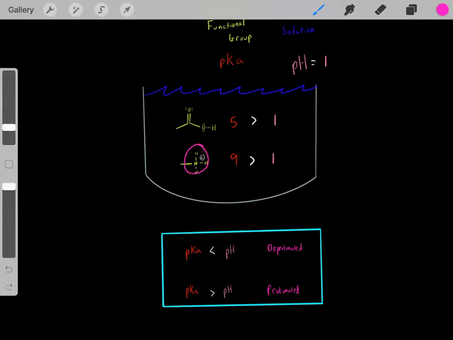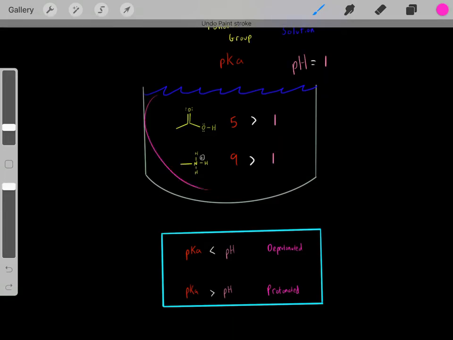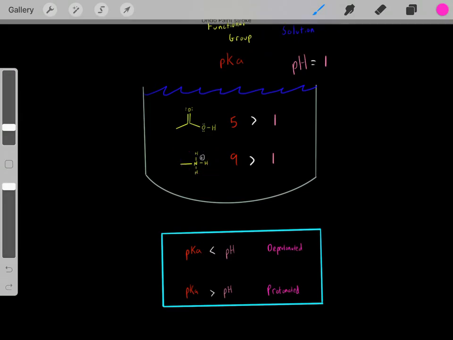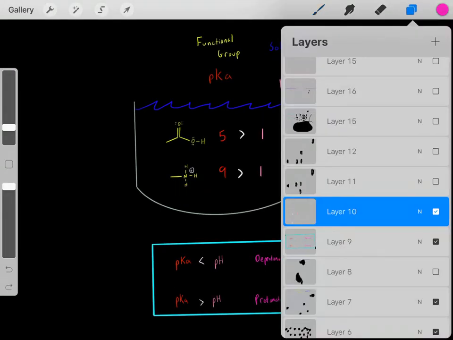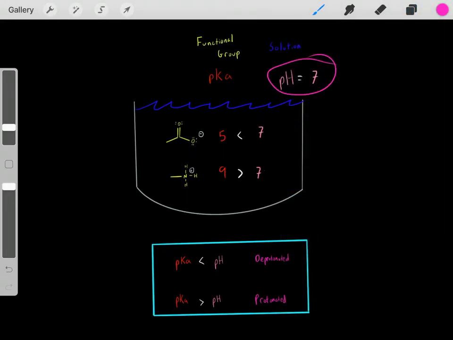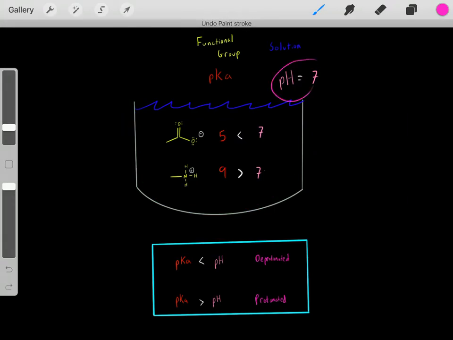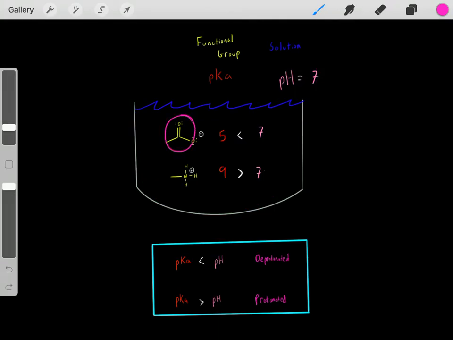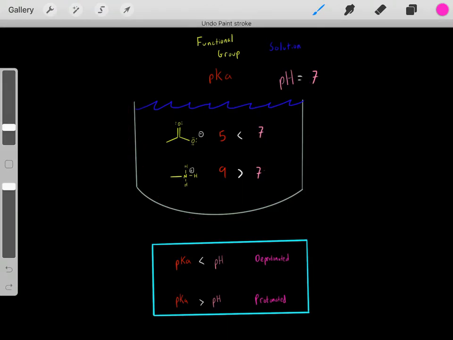The same thing with this functional group. It has a pKa of 9, which is higher than the pH of the solution it's in, so it will be in its protonated form. But let's do another example. Let's say we're at a pH of 7, a neutral solution. Well, we know this functional group has a pKa of 5, and it's in a solution with a pH of 7.